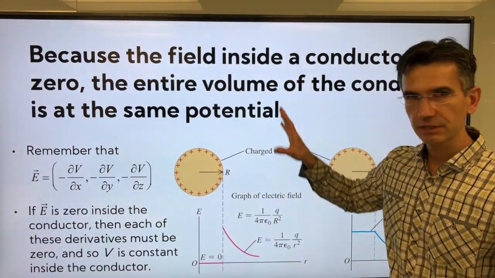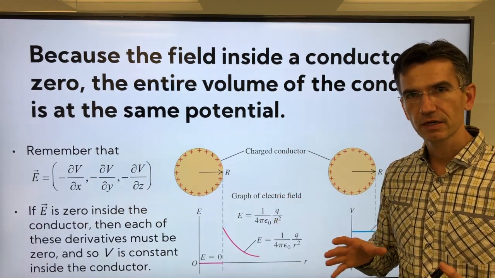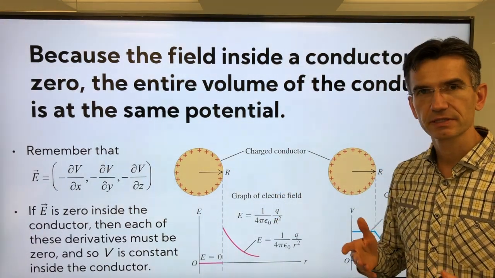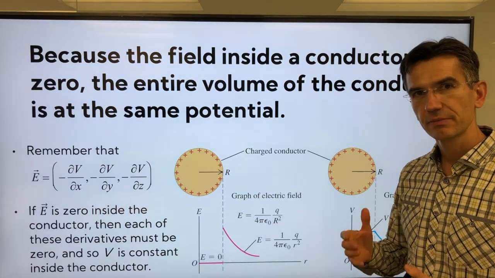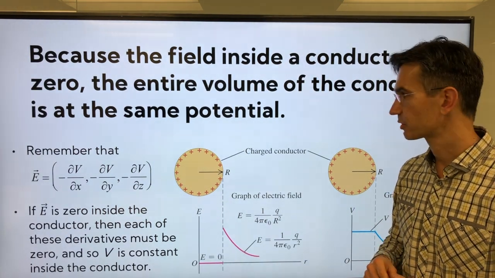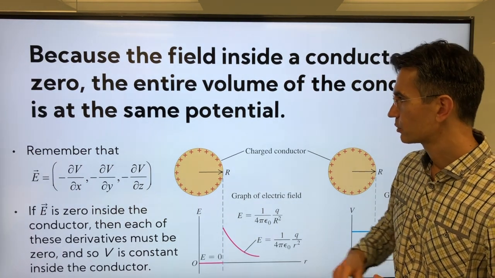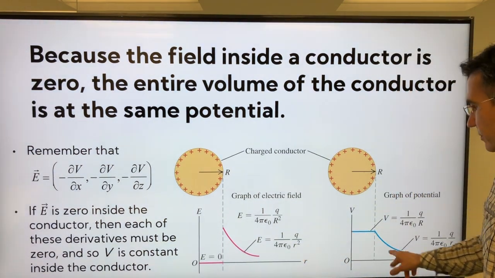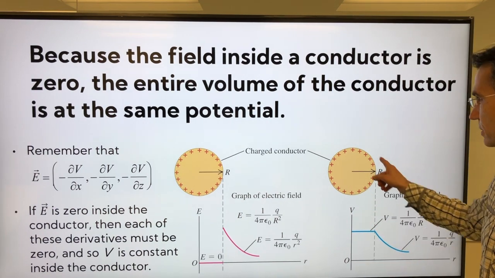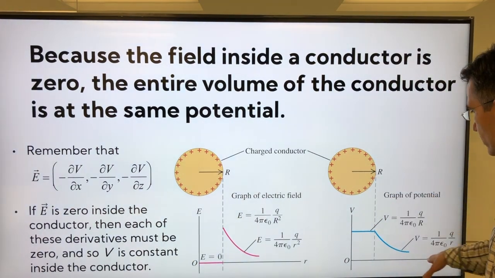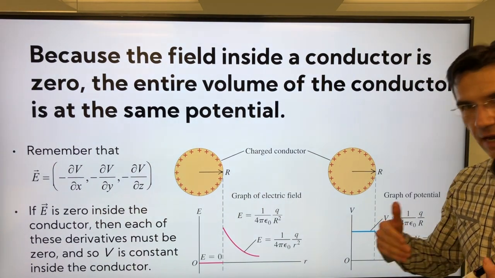Now, if the electric field inside is zero, because the electric field is the gradient of the electric potential, that means that the electric potential inside the conductor must be constant, which is what this part of the sketch now indicates. If we're plotting the electric potential, it is constant out to the radius of the conductor and then drops off as 1 over r outside of the conductor.